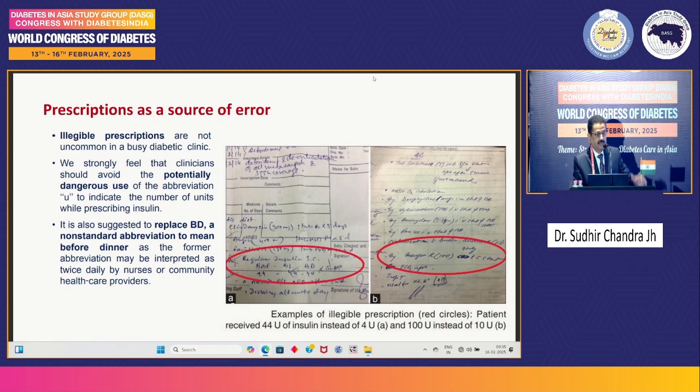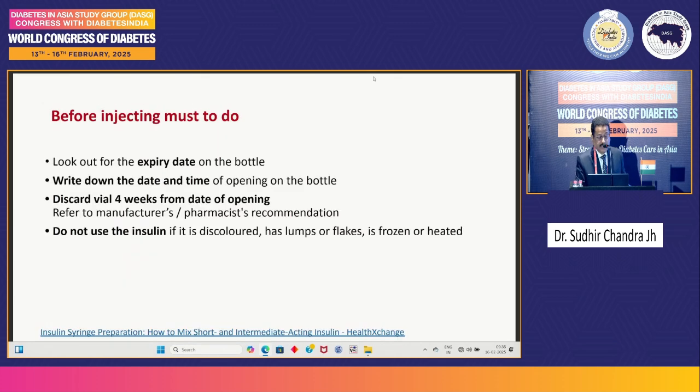PD as an abbreviation for before dinner should never be used, because if it is before dinner, then BD is frequently used for twice a day. So it can be read as twice a day, dangerously. So dosing errors are important. These are the small things which are very important to notice.